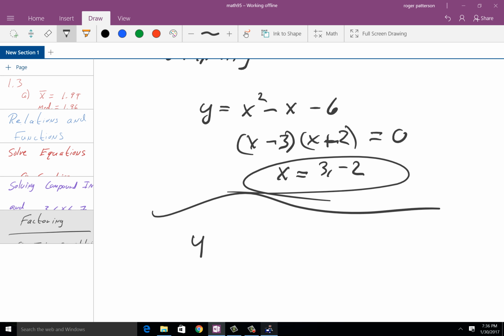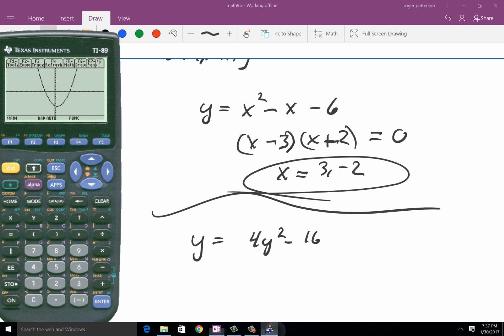So y equals 4x squared minus 16. I know I'm going to get a U shape, so I'm going to type this in. Oh, I should have showed you, sorry. What if we don't know what that is and we want to find that answer? Here's how you do it. You go to Math, so that would be F5.